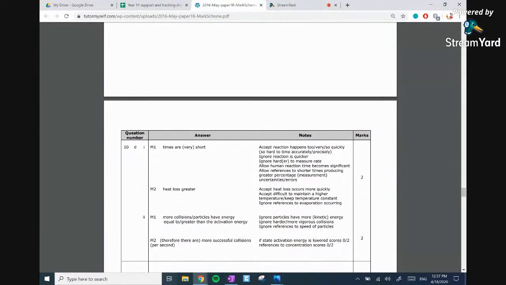Times are very short. Heat loss greater. More collisions. Okay, so M1 and M2. Except heat loss occurs more quickly. Difficult to maintain a higher temperature. Oh, fair enough. Except reaction happens too quickly. Ignore reaction is quicker. Hard to measure rate. Allow human reaction times become significant. Shorter times, greatest percentage error. There you go. There's my error one. Heat loss greater. Right, so I definitely would have lost that one.